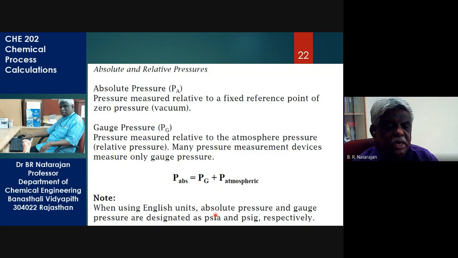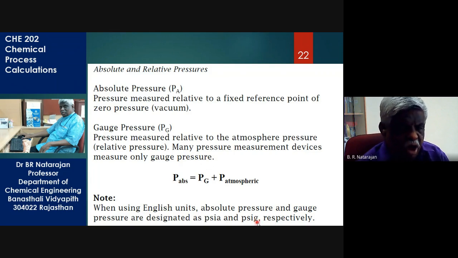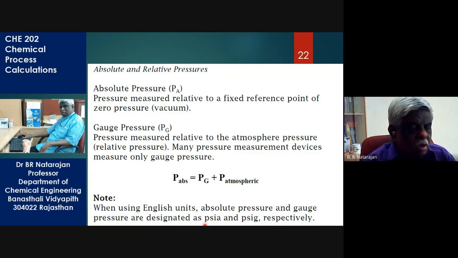When using English units, absolute pressure and gauge pressure are designated as PSIA. PSIA stands for pound force per square inch absolute. PSIG is for gauge pressure, pound per square inch gauge. So this A stands for absolute, this G stands for gauge. PSI is pound per square inch: force in pound, unit area in square inch.